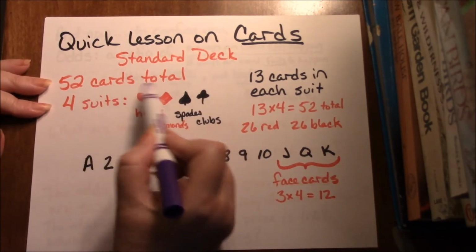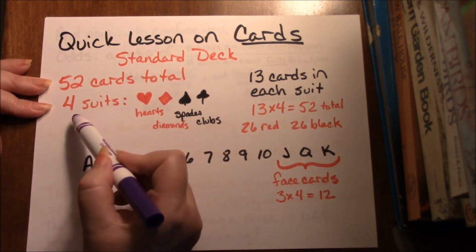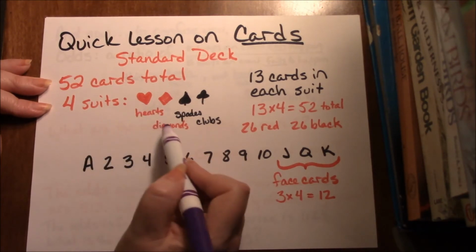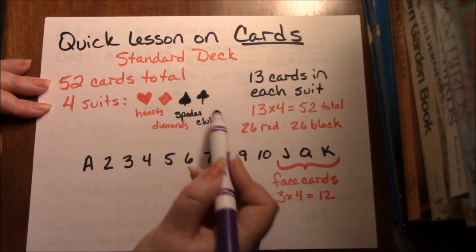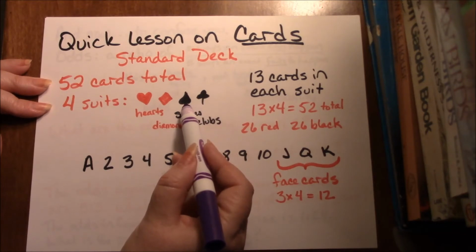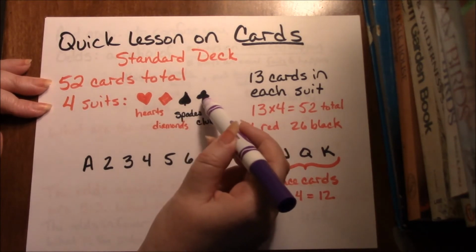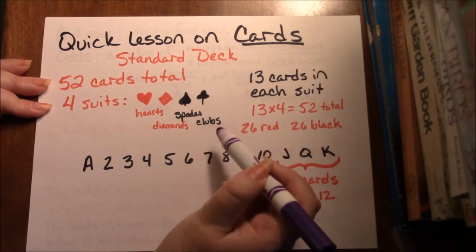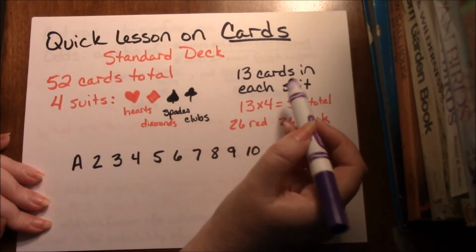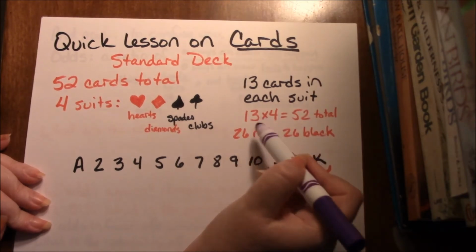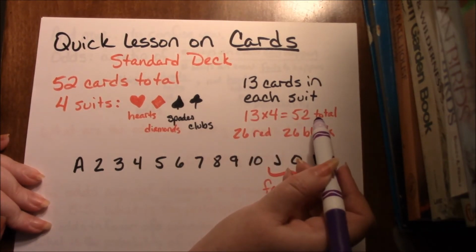A standard deck has 52 cards total. It's broken down into 4 suits: hearts, diamonds, spades, and clubs. A spade is a heart upside down with a line through it. It's supposed to look like a pointy shovel. And a club is a 3-leaf clover. There are 13 cards in each suit, and 13 times 4 is 52 total.